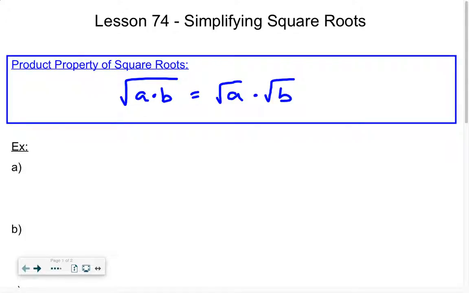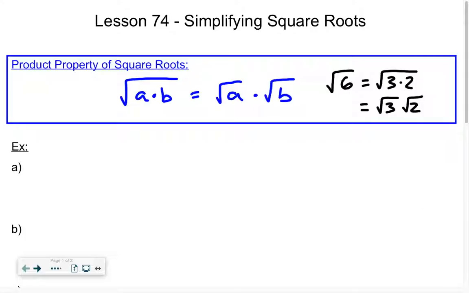More concrete example. If I have the square root of 6, that is equivalent to saying that 3 times 2 is 6, so it's the square root of 3 times 2. And I can go even further to say that that is the square root of 3 times the square root of 2. This property allows us to break down these square roots into smaller factors.